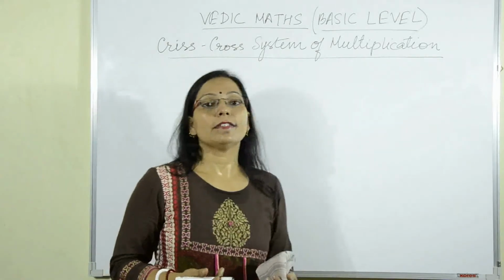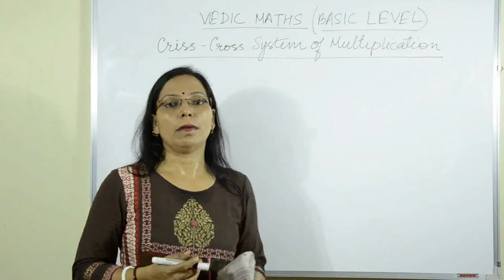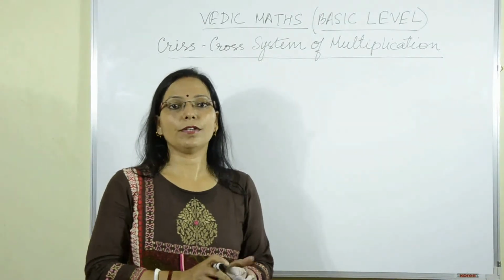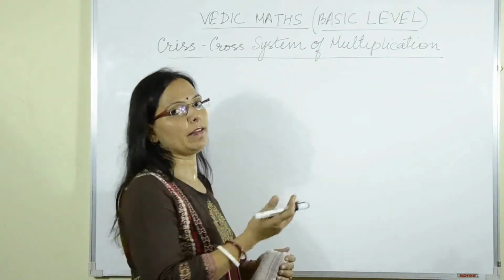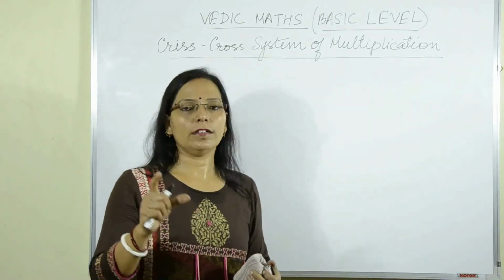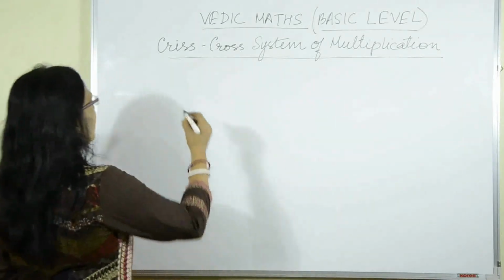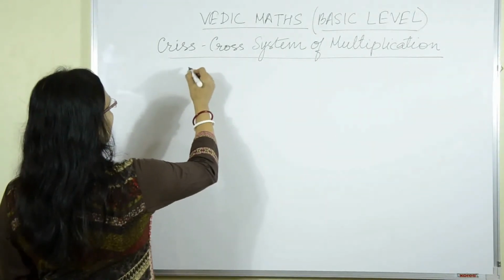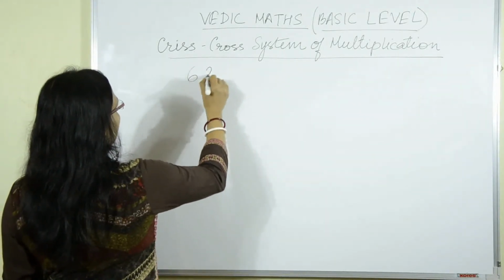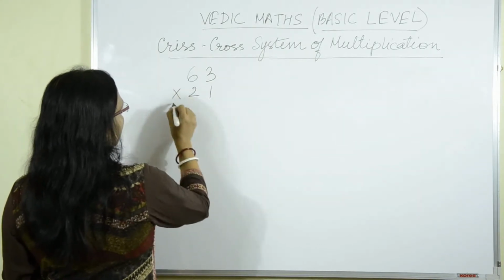Now we discuss here the criss-cross system of multiplication. Now how do we do multiplication in this method, criss-cross system? Let us start from a small order, lower order, and then we gradually go to higher order. Say for example, I have a two-digit number, say 63 multiplied by 21.